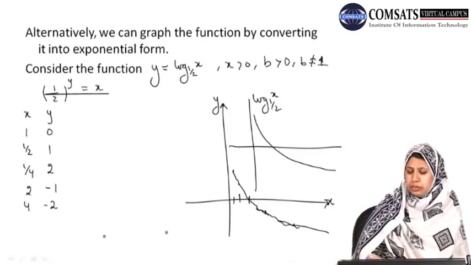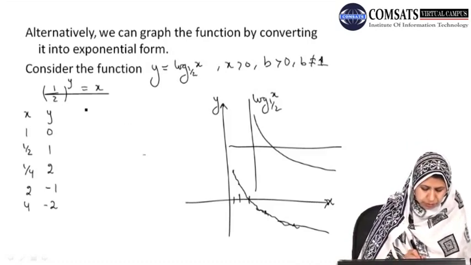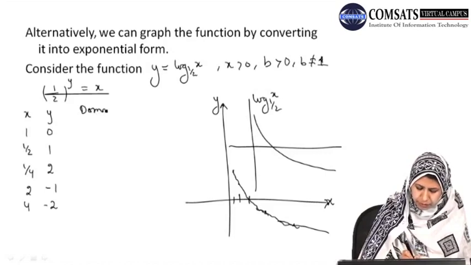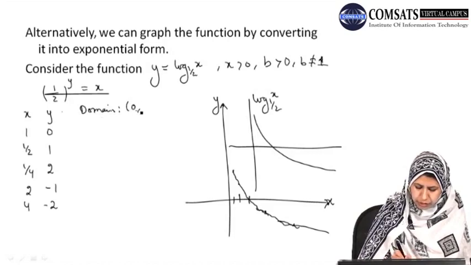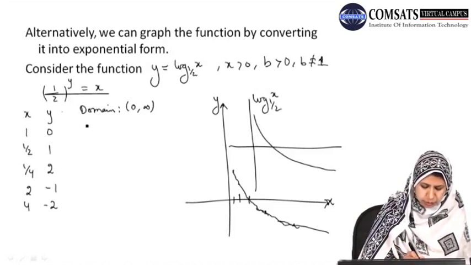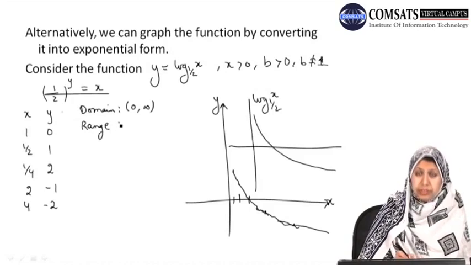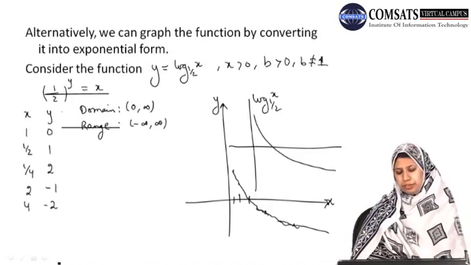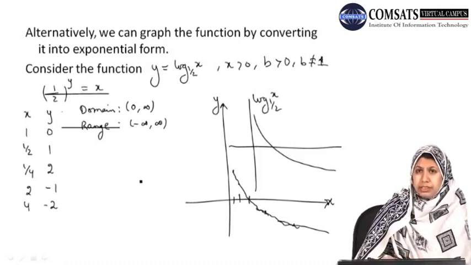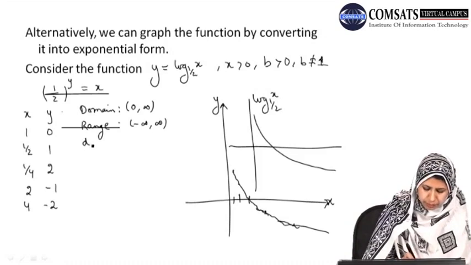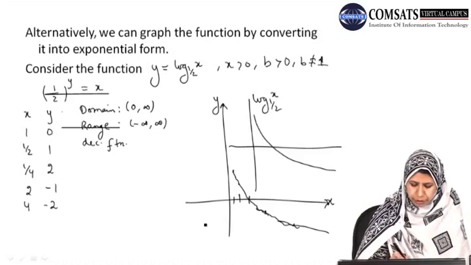The domain here is only the set of all positive reals. Domain is the set of all positive reals, that is not including 0, this open interval 0 to infinity. Our range is the set of all reals, that is minus infinity to infinity. Now the graph is a decreasing function, falling from left to right.